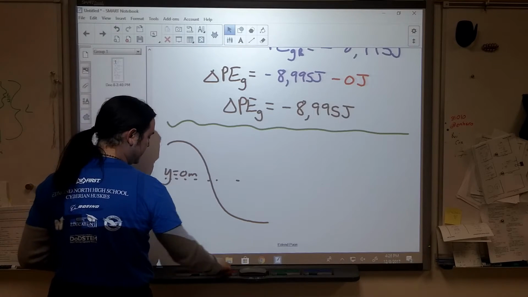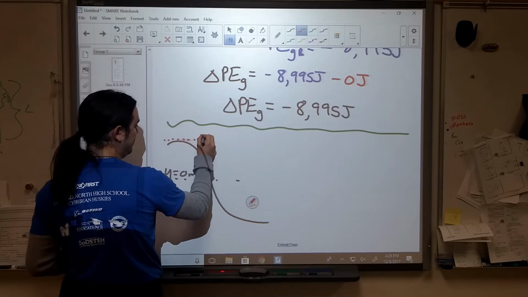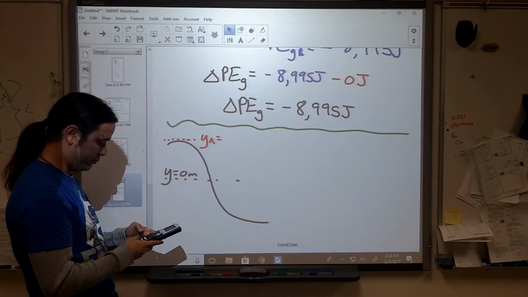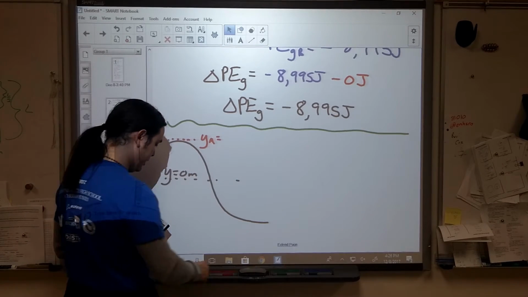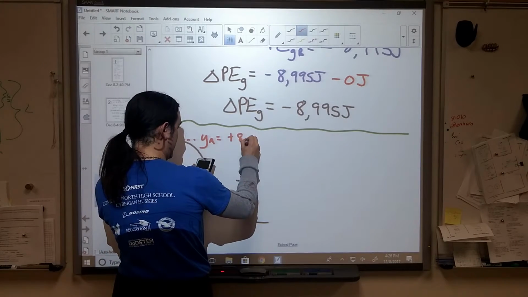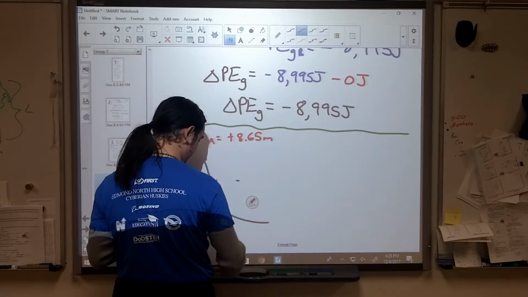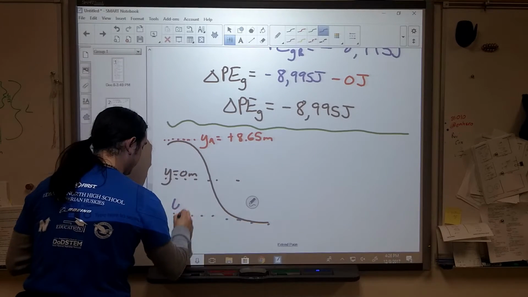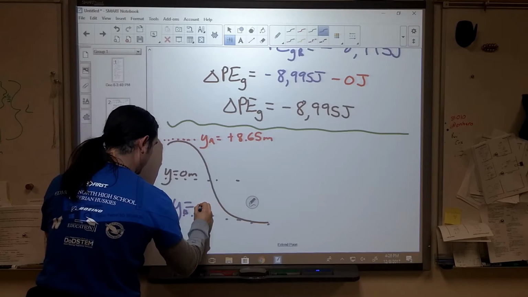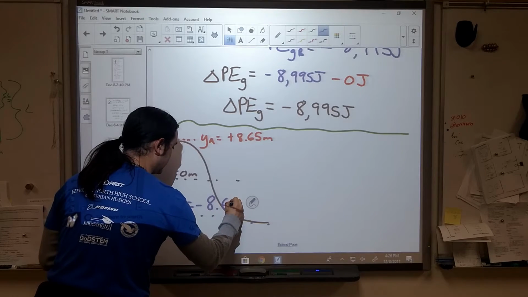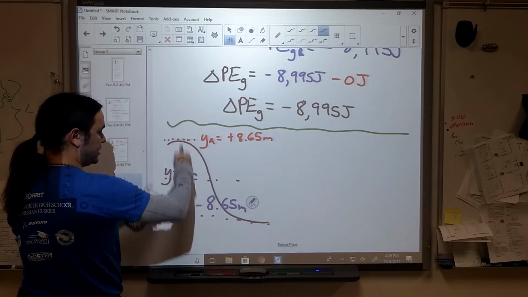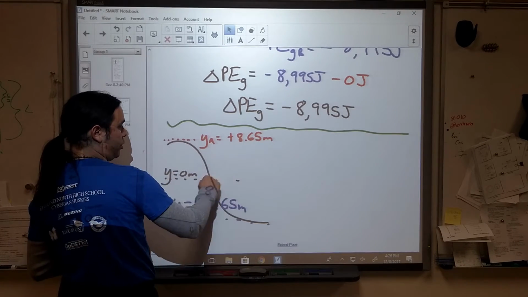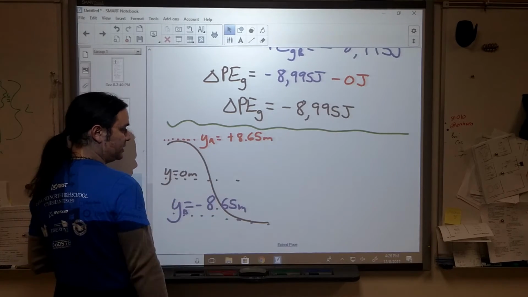Well, that means that YA is going to be equal to 17.3 divided by 2. That's going to be positive 8.65 meters. And down here at YB is equal to negative 8.65 meters, so that we still have 17.3 meters from here to here. Y equals 0 here, so above is positive, below is negative.